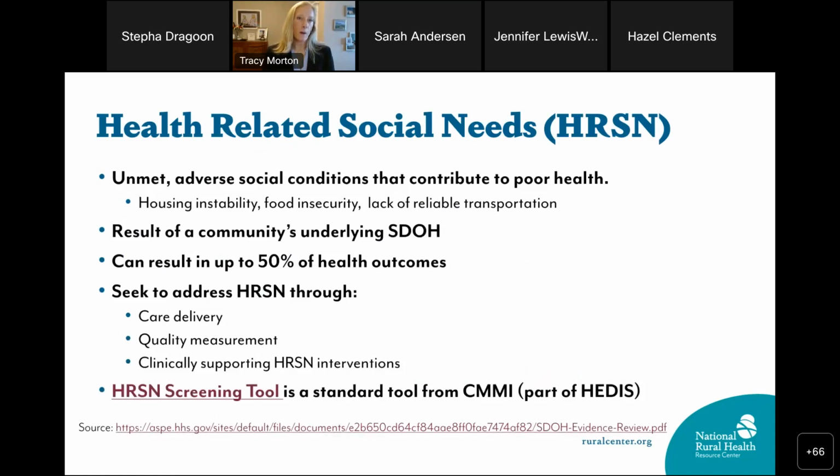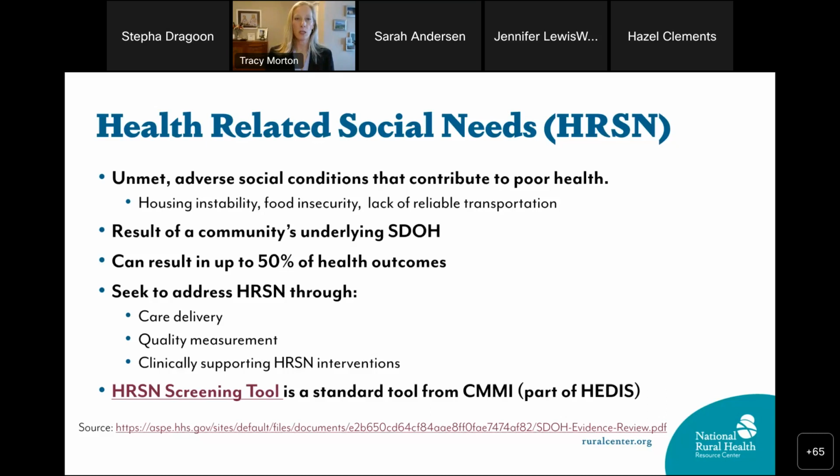Another concept you'll hear about are health-related social needs, and this shows up actually in metric reporting as well within population health and value-based care models. So health-related social needs are the unmet adverse social conditions that contribute to poor health. So housing instability is a health-related social need. A social determinant of health are the types of housing that are built in a community or zoned for a community. So health-related social needs are a result of a community's underlying social determinants of health, and they can result in up to 50% of health outcomes. There's different research on that, but they have a profound effect on health outcomes.